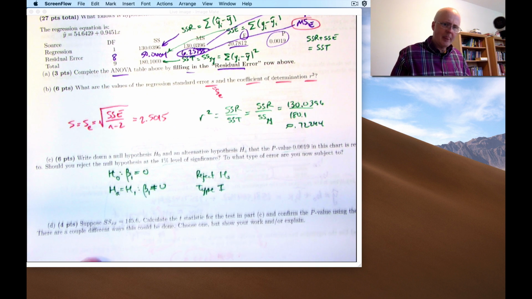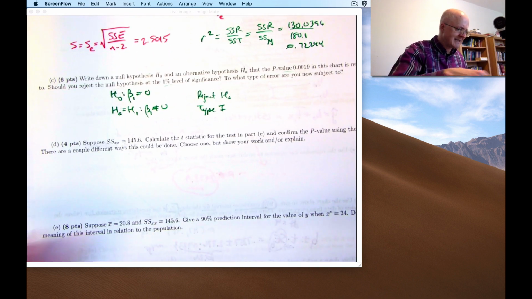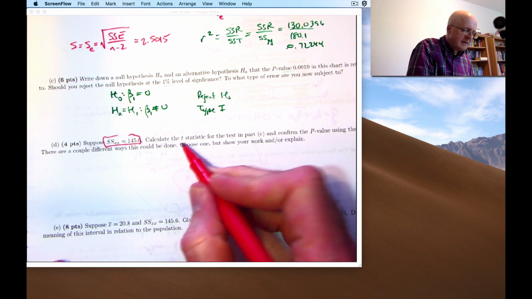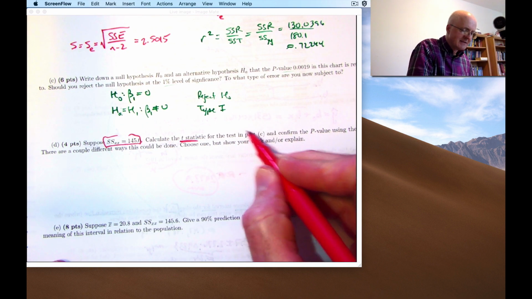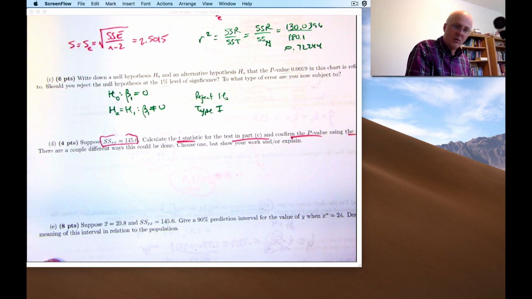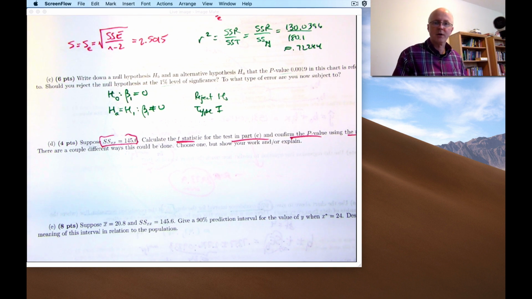Part D. Suppose you know SSXX is 145.6. Calculate the t-statistic for the same test from part C. Confirm the p-value using a table, and maybe I'll try with a calculator as well. There's a couple of different ways you could do this. Choose one, but show your work or explain.